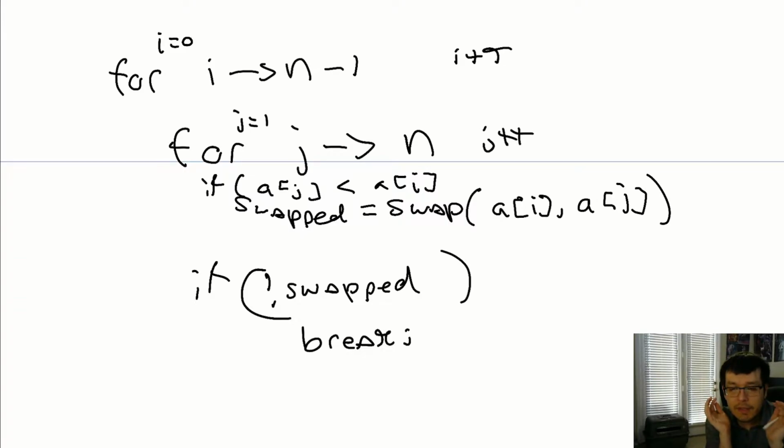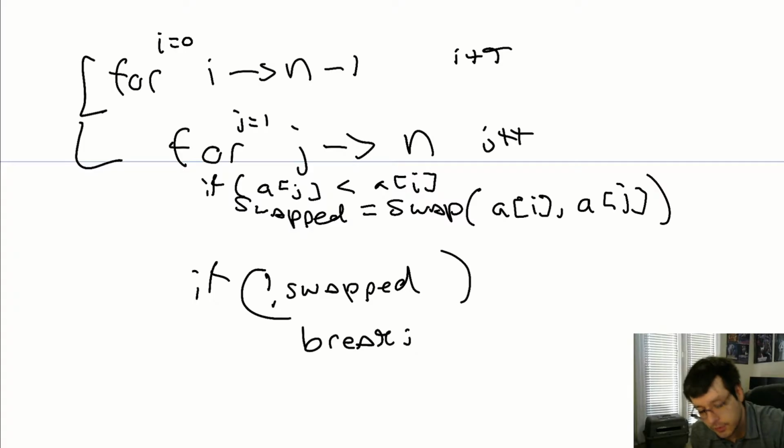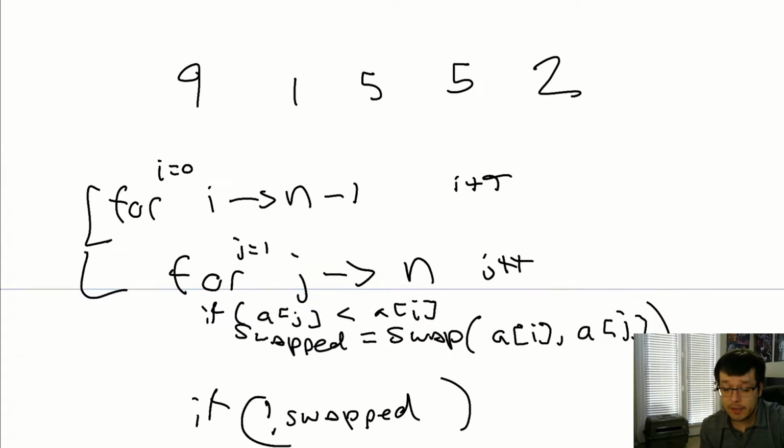But the idea is that if you go through an entire pass and do no swapping, that must mean the list is sorted already. So rather than keep going with the two for loops all the way to n each, which would be n squared, by the way, why is it n squared? Remember, nested loops, right? That's the analysis I showed you in week 2. That's how you get that n squared.